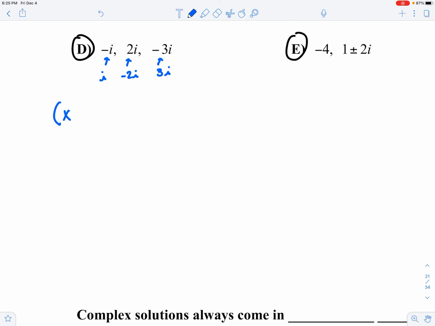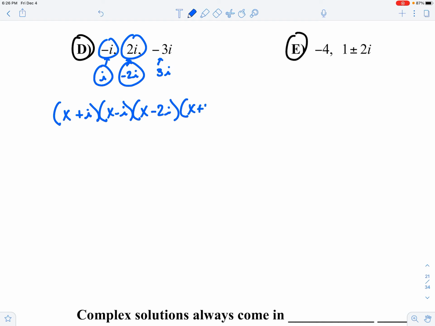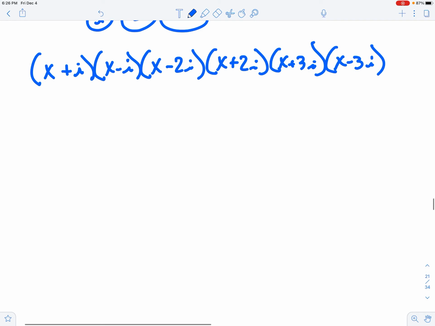So you're going to do x, let's see, if I look at this one, x plus i, and if I look at this one, it's x minus i. And this one would be x minus 2i, and this one would be x plus 2i, and x plus 3i, and x minus 3i. Now, this sounds like a disaster, but it really isn't going to be too bad.